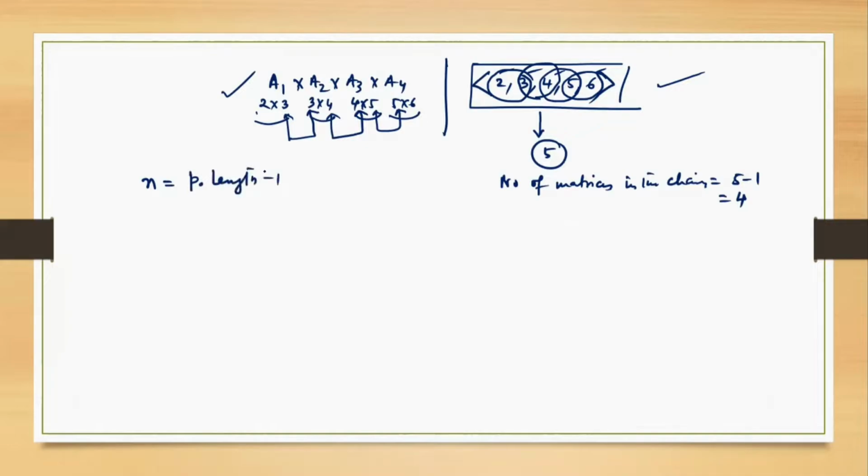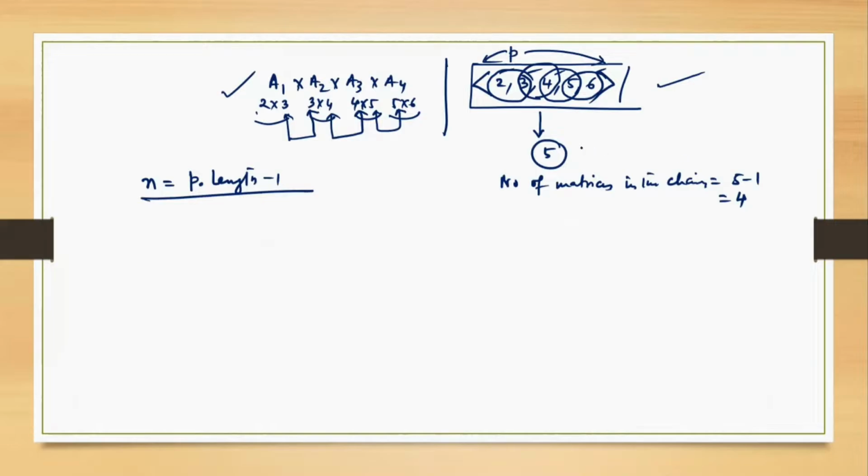So what is p actually? P is nothing but the sequence of dimensions. P is actually an one-dimensional array to hold the dimension sequence, that is, in programming terms. So P dot length counts the total number of dimensions present in P. So actually this is the formula: total number of matrices is nothing but the total number of dimensions minus 1, so P dot length minus 1.